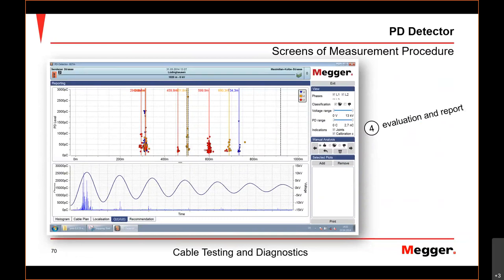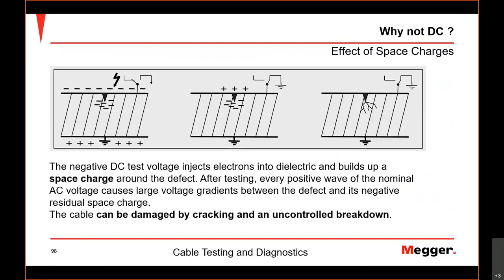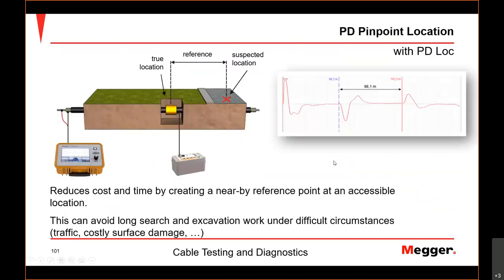There is a little trick. You can use an instrument, that's the PD lock. And it's basically a TDR, and you artificially inject a pulse into plastic cables. You can do that. You inject a pulse at a reference location. If we look at that, see here we have, wrong click. This is the one I wanted. This is basically how it works, right?